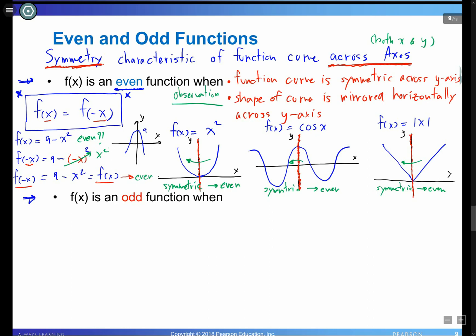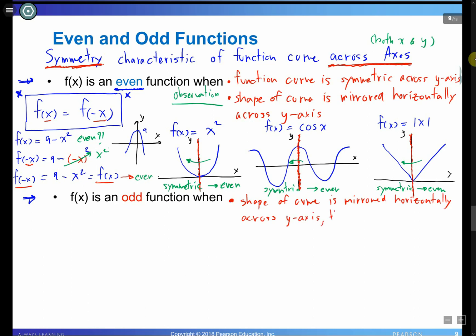Now first of all, let's talk about the shape of the graph. Let's take a look at the condition for the odd function. The shape of the curve, once again, is mirrored horizontally across the y-axis. But not just that. If I stop here, it's going to be the exact same thing as the even function.